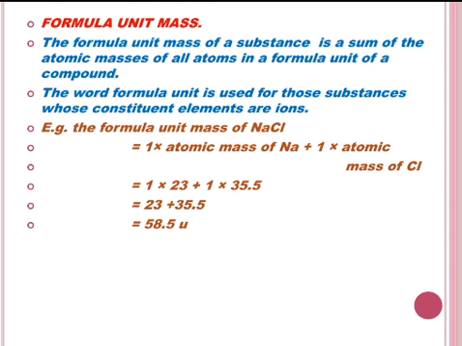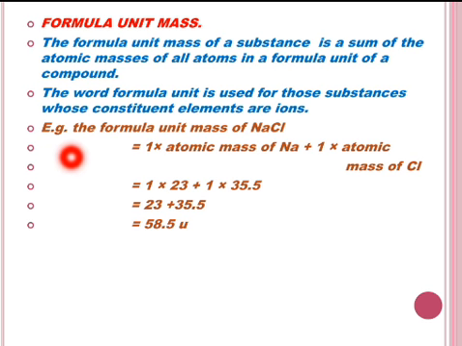For compounds which do not contain ions, we use the term molecular mass. We calculate the molecular mass in those cases. And if the compounds contain ions and we have to calculate the mass of these compounds, we use the term formula unit mass. Otherwise, formula unit mass is calculated in the same manner as we calculate the molecular mass. That is just by adding the atomic masses of all atoms present in a formula unit of the compound.